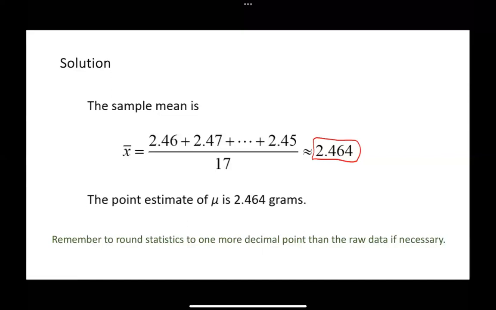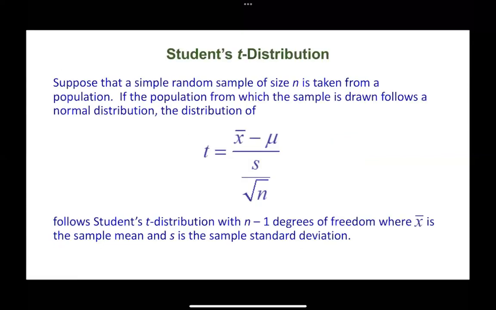All right. So a t-distribution. So if we take a simple random sample of size n, and we know that the population follows a normal distribution, we have to calculate a t-value, which is very, very similar to a z-score. And I'm going to explain in a few minutes exactly what the difference is.